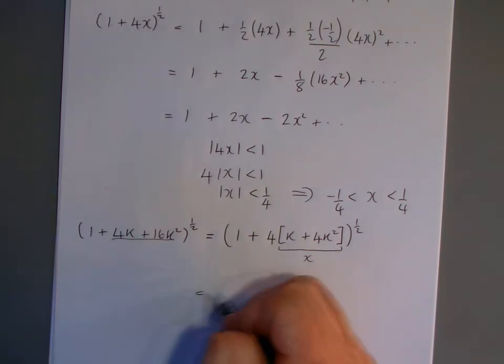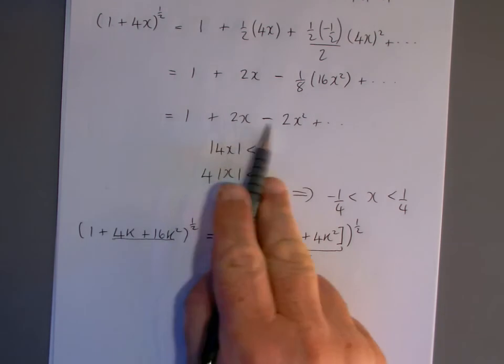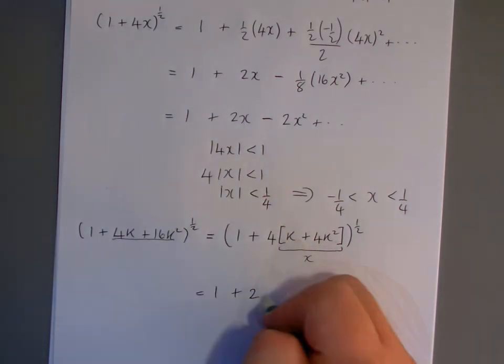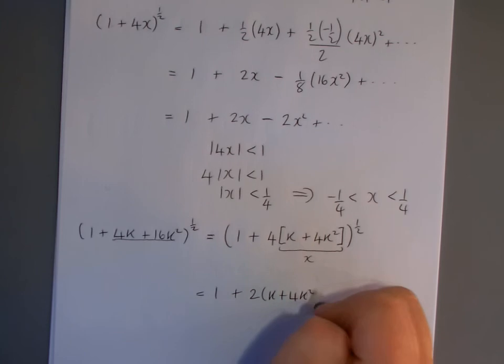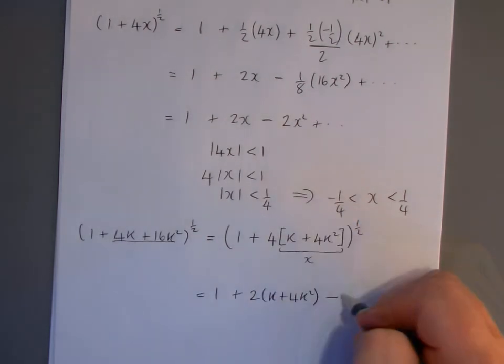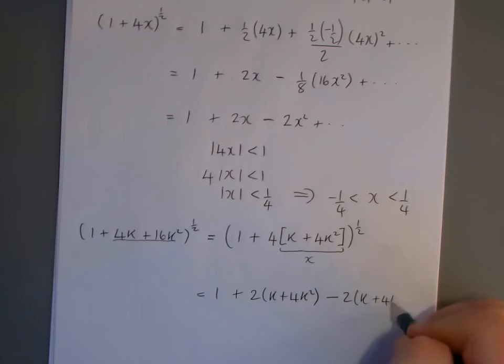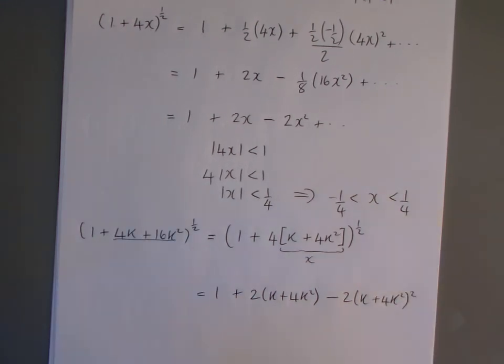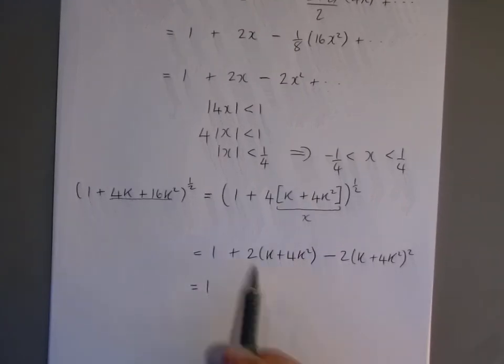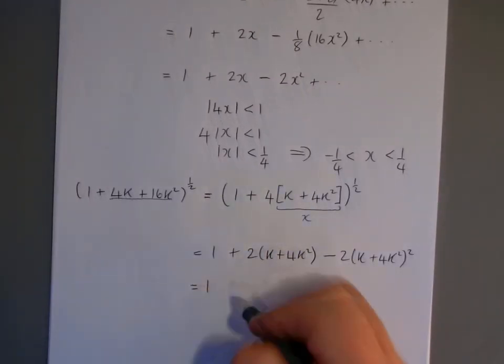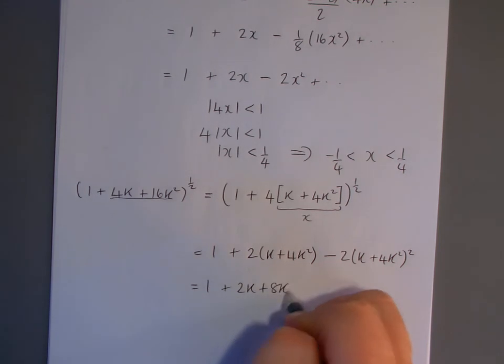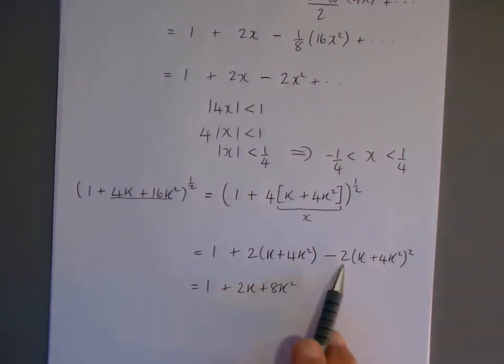So this will become 1 plus 2, using this here, x, which is all of this, minus 2, and this all squared. Now we only need to go up to k squared, so we don't need to worry too much about these expansions. But I've got 1 here. Now if I multiply out here, I'll have plus 2k plus 8k squared, by timesing through by 2. Here then I've got minus 2.